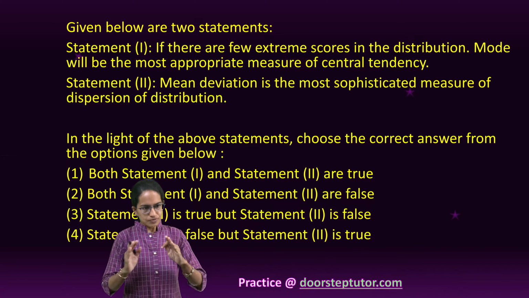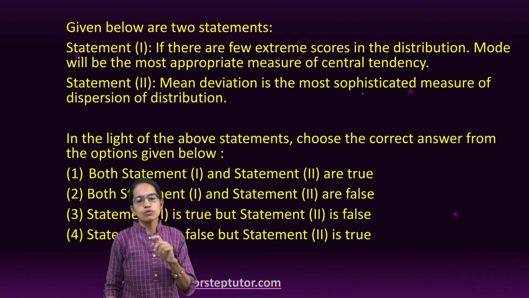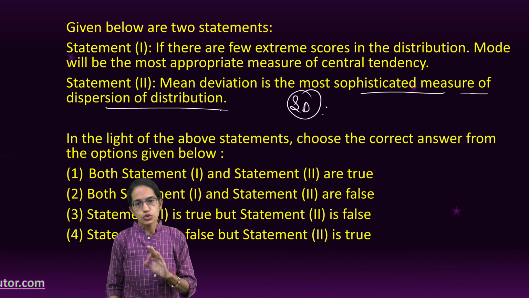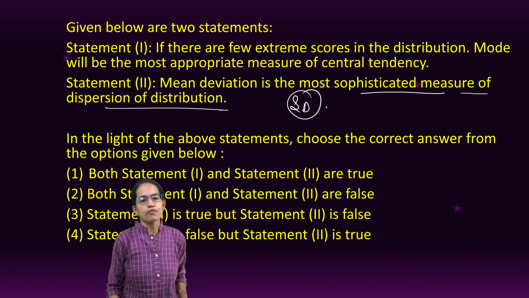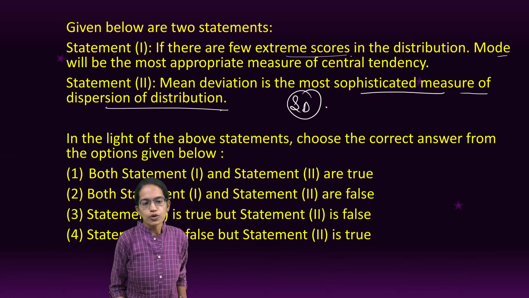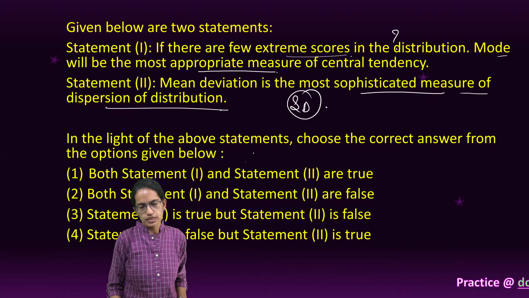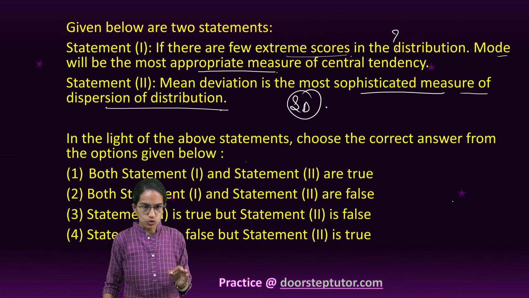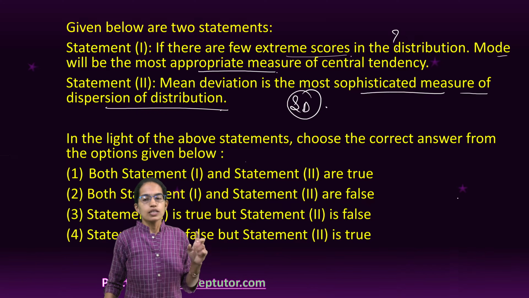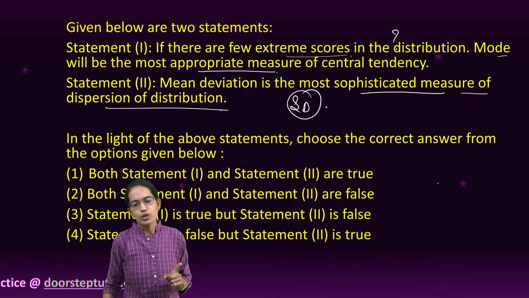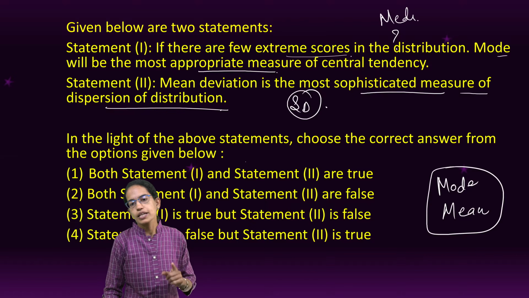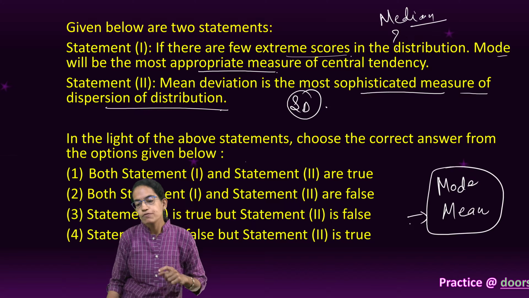The next is again a very important question, which is the most sophisticated measure of dispersion of distribution. So standard deviation, we say, is the most standardized method. And if there are few extreme scores, mode would be the most appropriate measure. Now this is questionable. Why? Because median becomes the right answer. Whenever there are extreme scores, even if there are few or more, they would affect what? They would affect the mode and they would also affect the mean, but median remains unaffected because median only focuses on mid value, mean focuses on average.